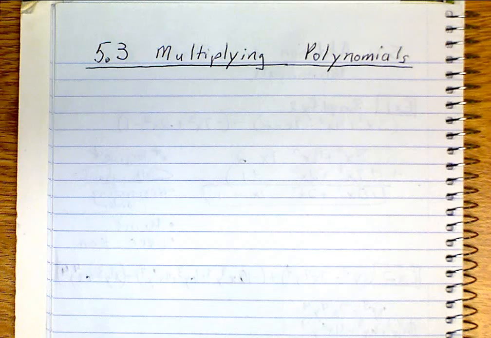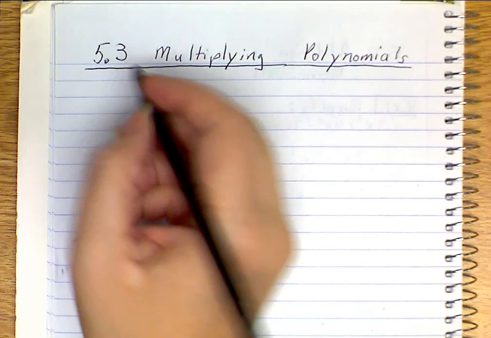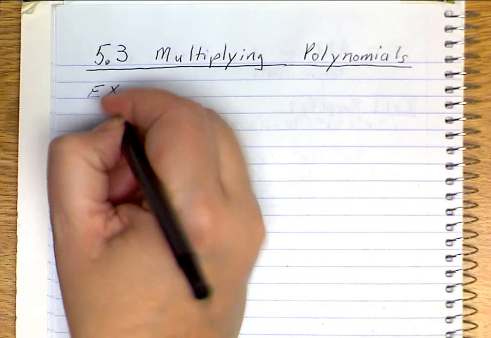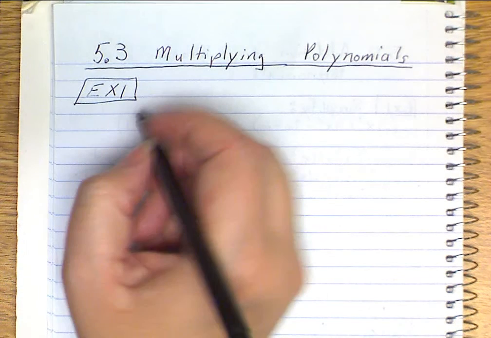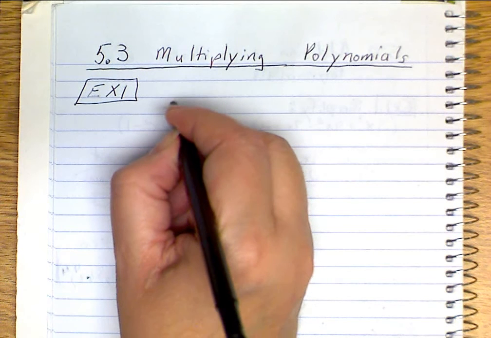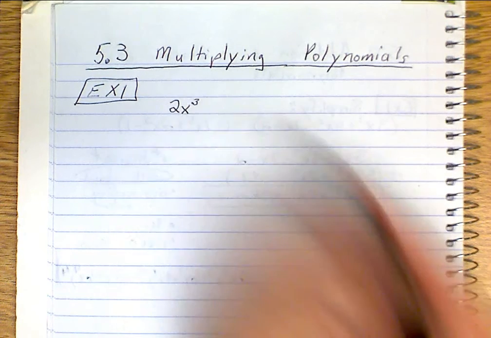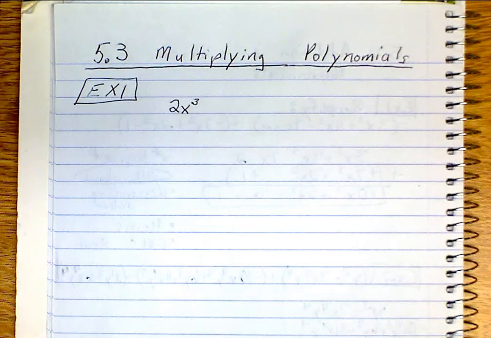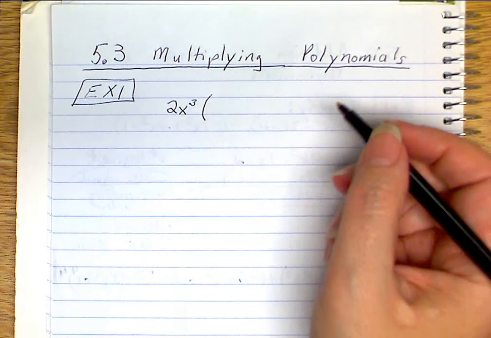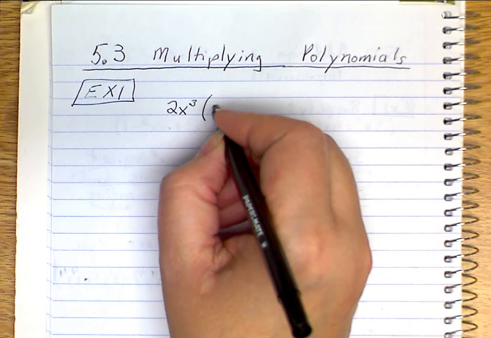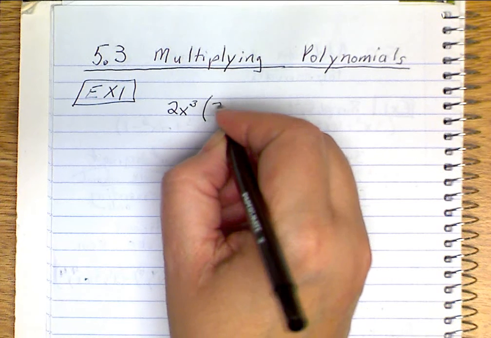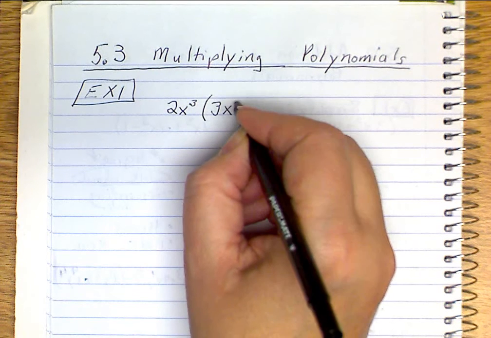All right, multiplying polynomials is what 5.3 is about. Some of you might have already done multiplying polynomials. So if you have, for example, example 1, a monomial, which would be like maybe 2x cubed, and I'm going to multiply it by a binomial, which would be maybe like, we'll do 3x minus 7.